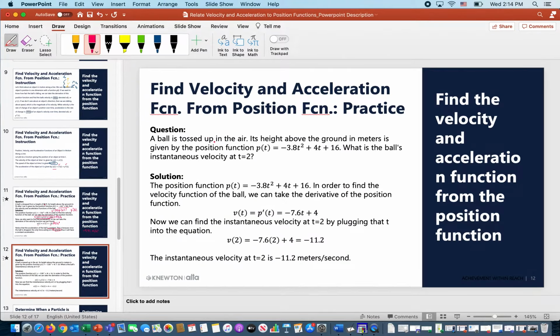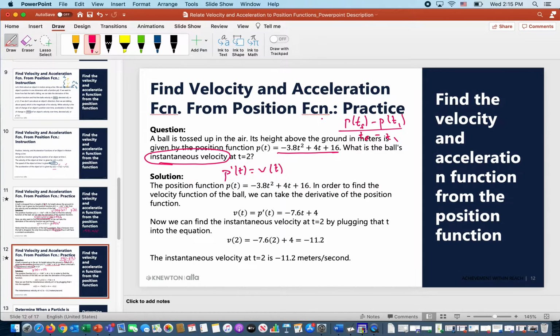So here's a question. A ball is tossed up in the air. Its height above the ground is given by the position function, this guy. What's the ball's instantaneous velocity at t equals 2? Well, the instantaneous velocity implies that we want to know what the derivative is, right? Because we're looking for the velocity at that moment in time. We already know an equation for the average velocity, right? The average velocity is just the position at t final minus the position at t initial, over t final minus t initial, right?